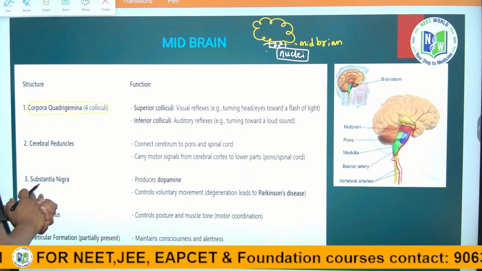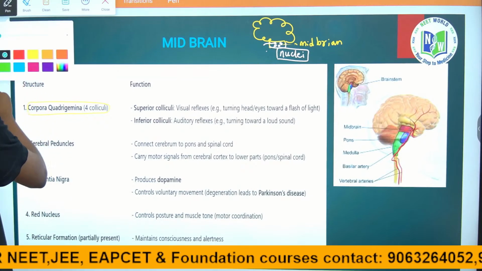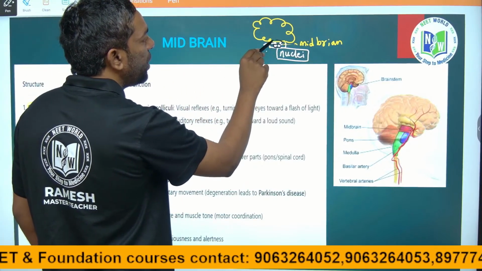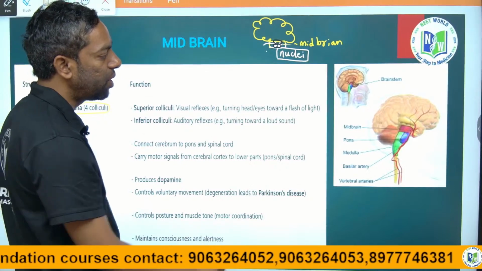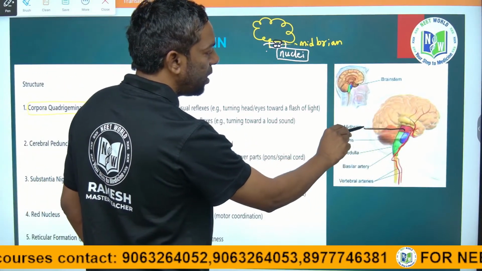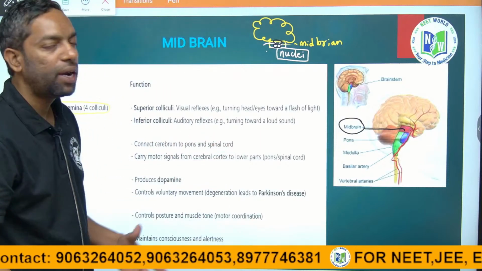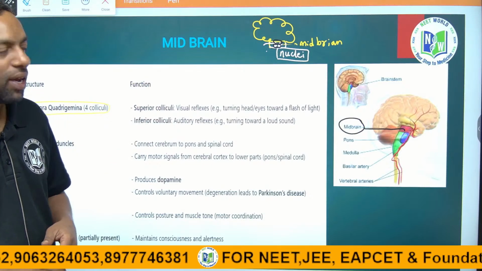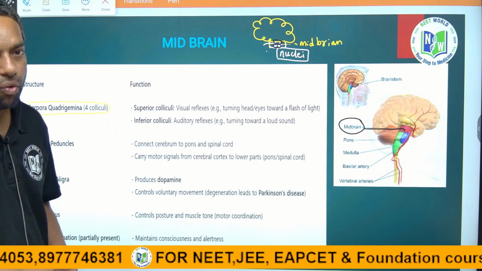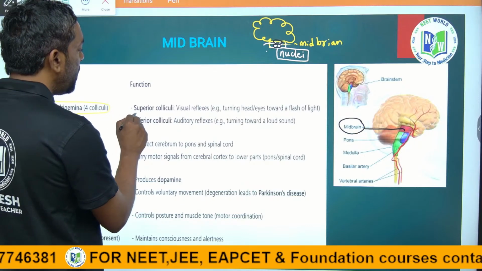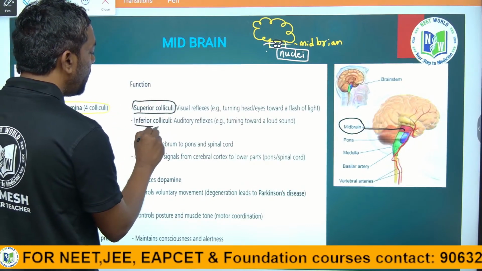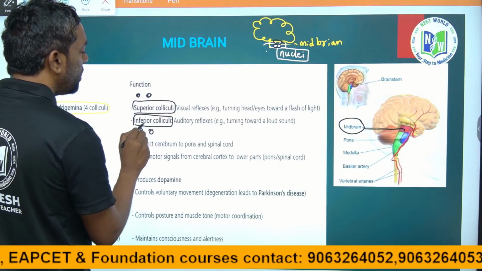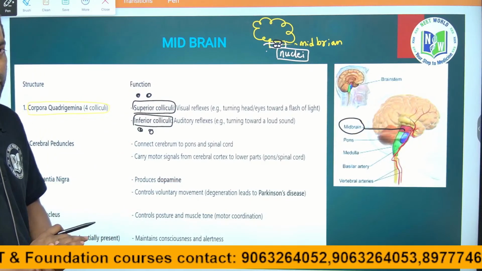So, corpora quadrigemina, there are 2 types: inferior and superior. This is the midbrain, guys. Midbrain has corpora quadrigemina, 4 bundles of nuclei parts. That is the superior colliculi and inferior colliculi. 2 superior colliculi and 2 inferior colliculi are there in the midbrain.